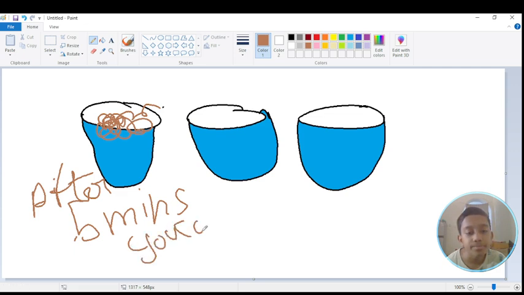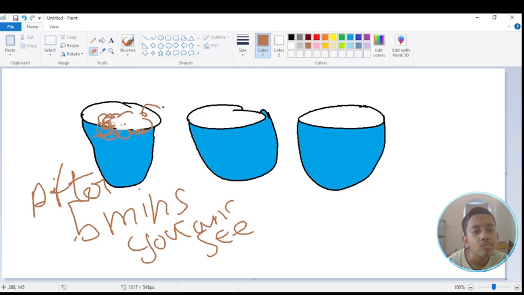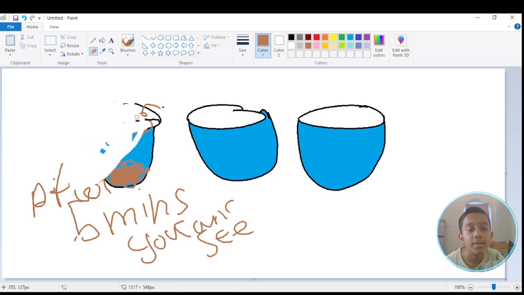that the mud which was here is going to settle at the bottom after some time. The mud will slowly appear at the bottom, and it will be separated from the water. So this was the suspension activity which you can do and observe.